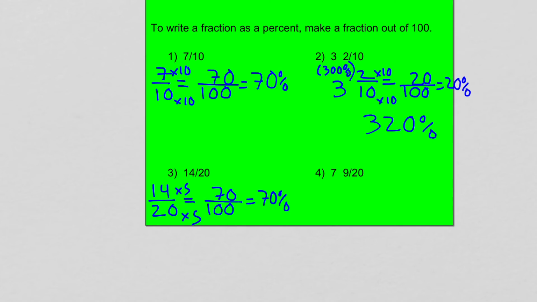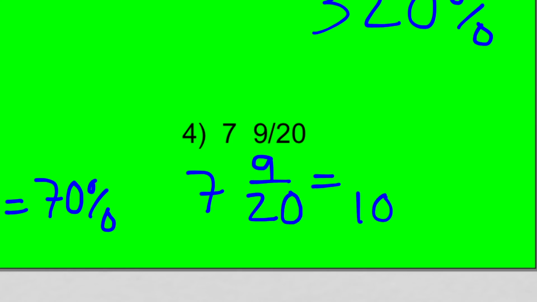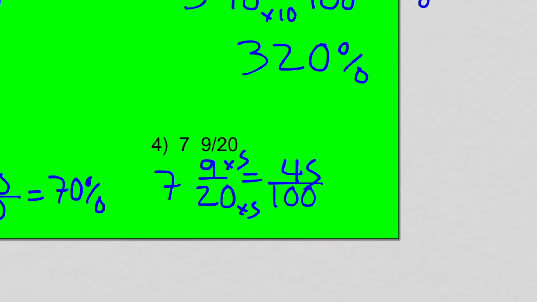Okay, let's take a look at number 4. 7 and 9 over 20. Well, we'll worry about that 7 in a second. But 9 over 20 we can make out of 100. Percent means out of 100. By times by 5, times by 5. And I get 45 out of 100. That equals 45%.